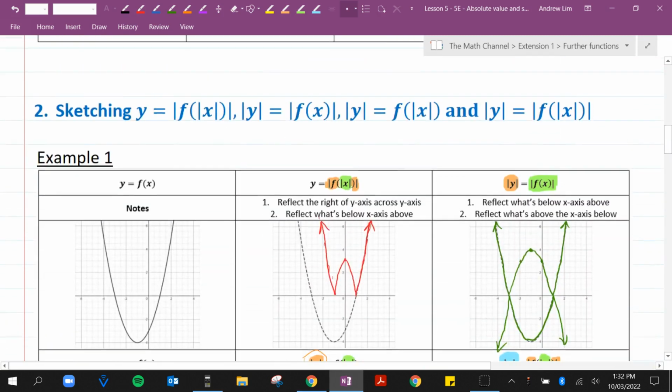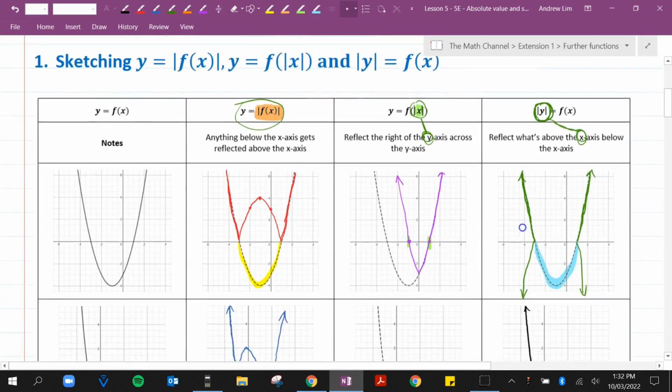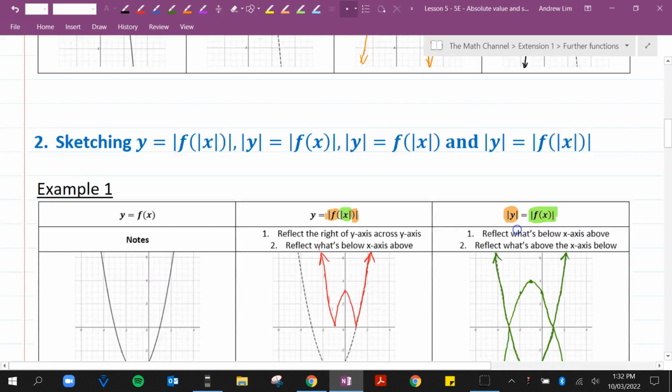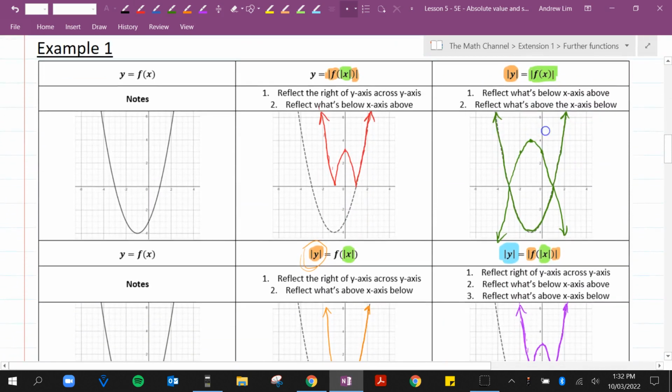So we go back to the first bit of this section. We've got y equals the absolute value of f of x, which means everything goes to the top. Y equals f of the absolute value of x. Absolute value of x means we reflect across the y-axis. Absolute value of y, we reflect across the x-axis. Then we can combine those three, and we get all these different ones, and we work inside out.